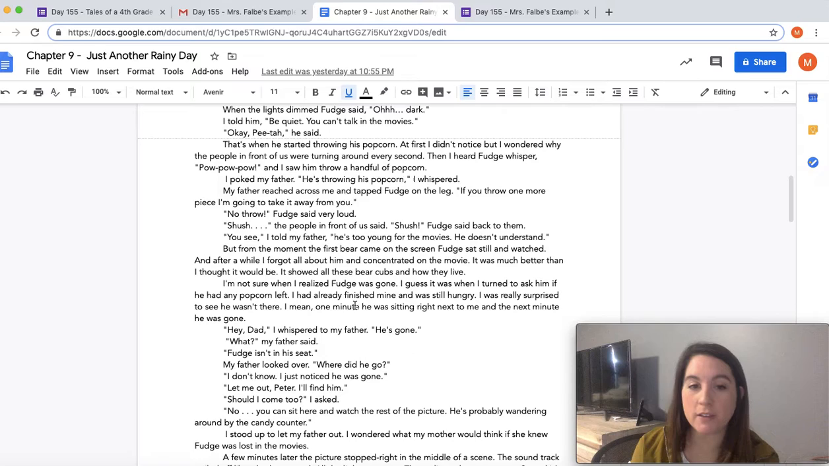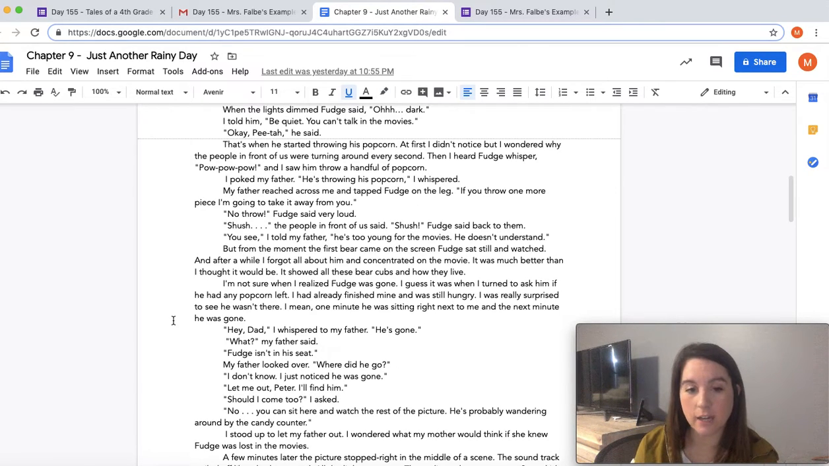But from the moment the first bear came on screen, Fudge sat still and watched. And after a while, I forgot about him and concentrated on the movie. It was much better than I thought it would be. It showed all those bear cubs and how they live. I'm not sure when I realized Fudge was gone. I guess it was when I turned to ask him if he had any popcorn left. I had already finished mine and I was still hungry. I was really surprised to see he wasn't there. I mean, one minute he was sitting right next to me, and the next minute he was gone.